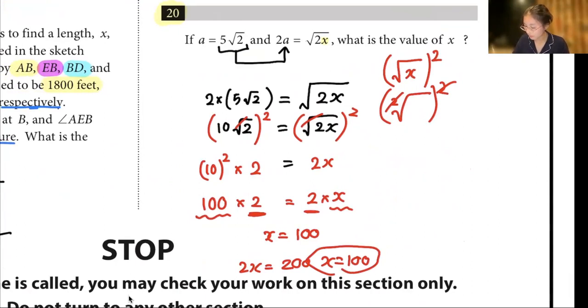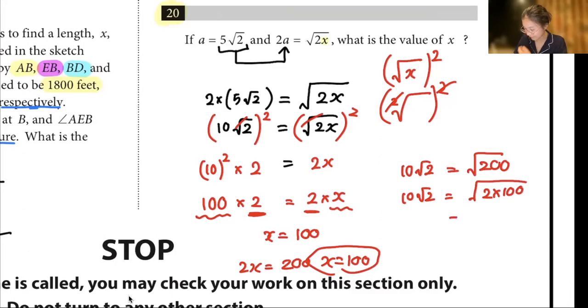So 2 times 5 root 2. So that's going to be 10 root 2 equals 2 times 100, which is 200. And it's going to be 2 times 100, right? Inside the square root. And then you can take the 100 out, because it's 10 squared. And that's going to be 10 root 2. So it's the same. So we know that our answer is indeed correct.